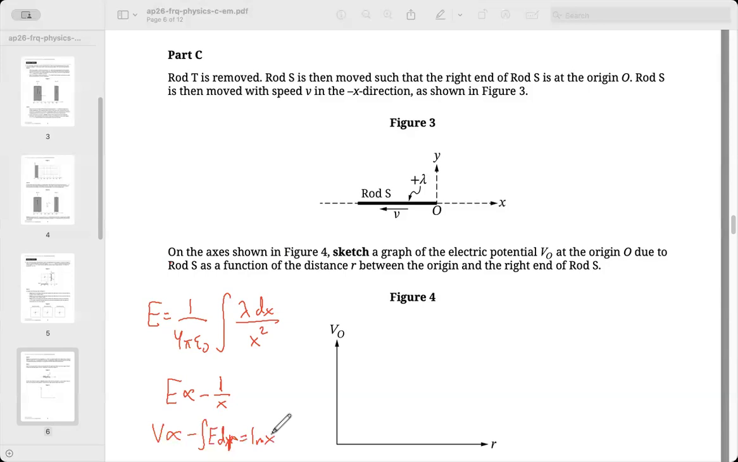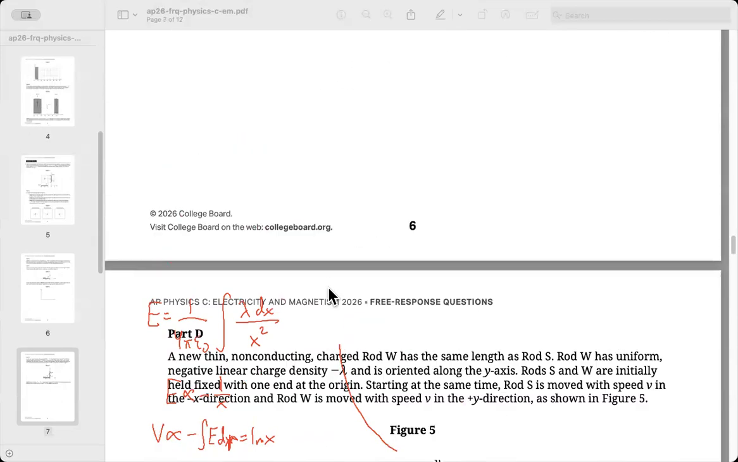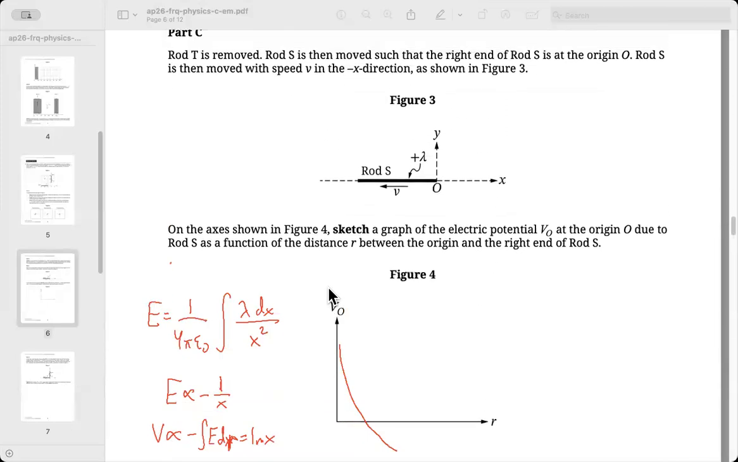Infinite potential, does that make sense? It should make sense because you can't get a positive charge there. And then it should approach 0 as rod S moves to the left. So I would expect something along these lines. But the fact that they don't have a negative axis makes me think that the electric potential is not going to be negative.